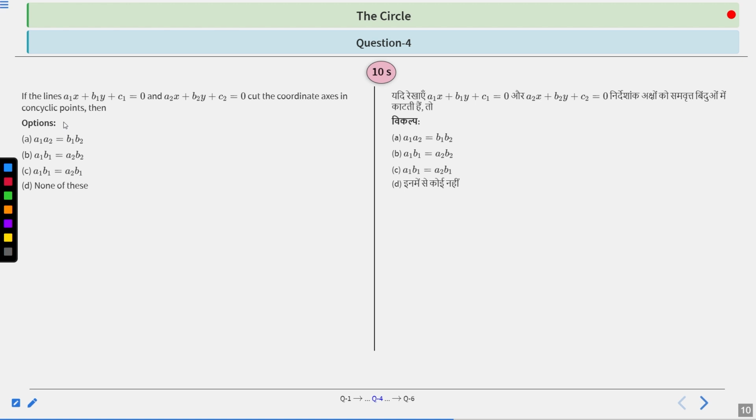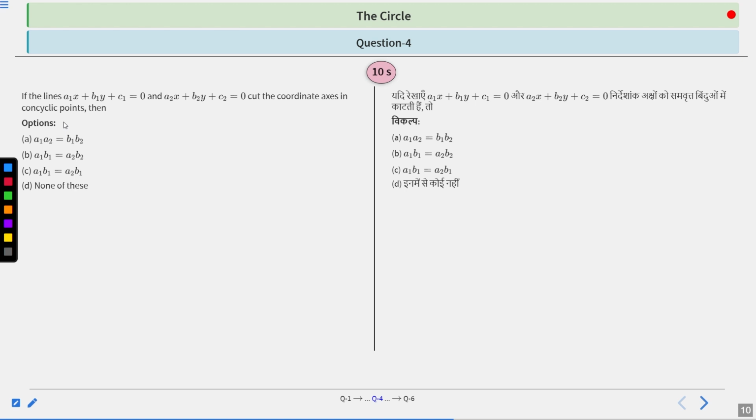We can easily see that the given lines cut the coordinate axis at concyclic points. First, we will find the points at which these lines cut the coordinate axis. After that, we will make the circle passing through these points, and by putting the coordinates of those points in the circle, you can easily get the relation between a1, a2 and b1, b2. So in this way, you can approach this question.